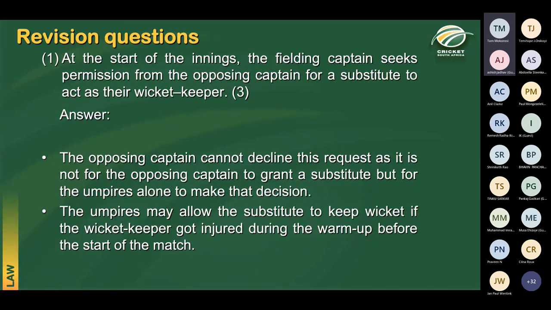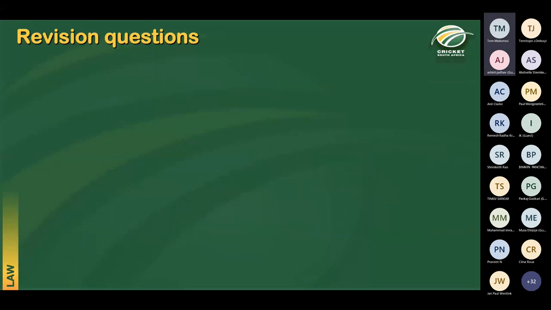A substitute can only field and keep wicket at the authority or the allowance of the umpires. Okay. But in terms of allowing a substitute, the opposing captain is not involved or cannot decline the request. Okay, that is solely for the umpires to decide. Next question.